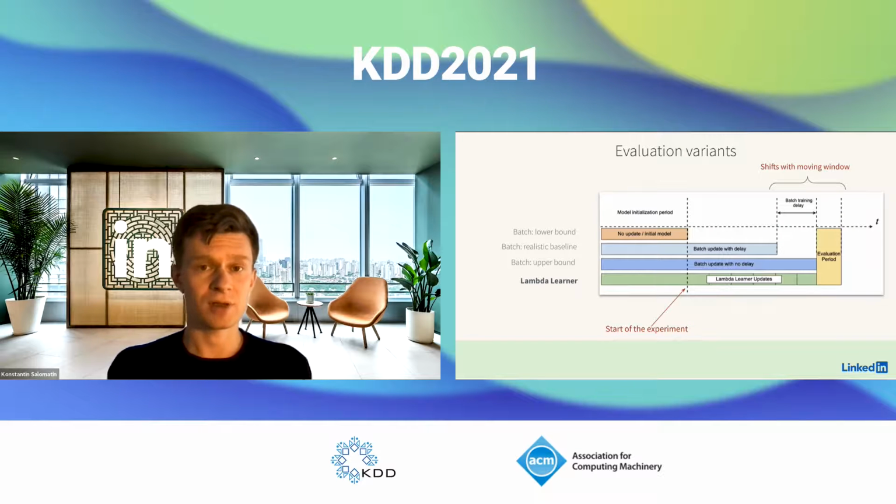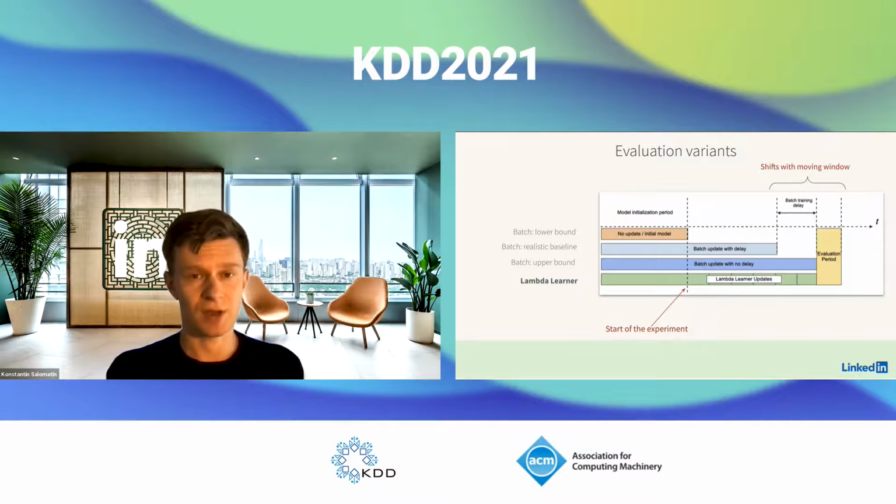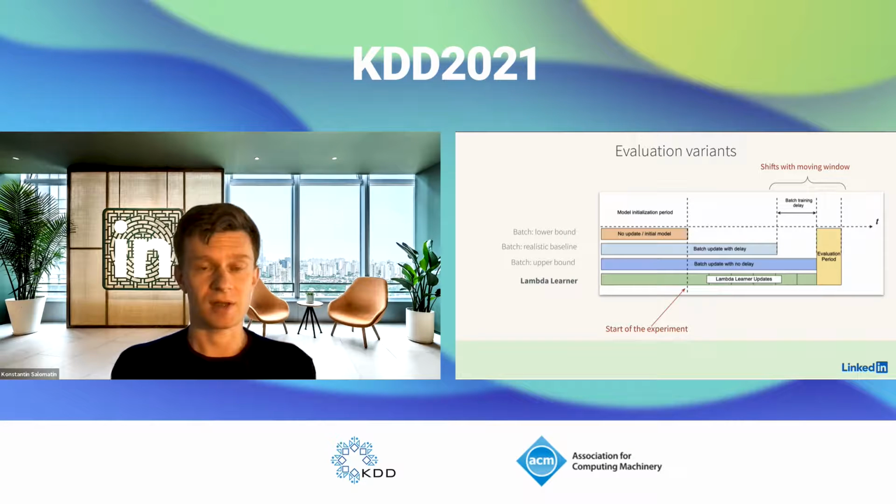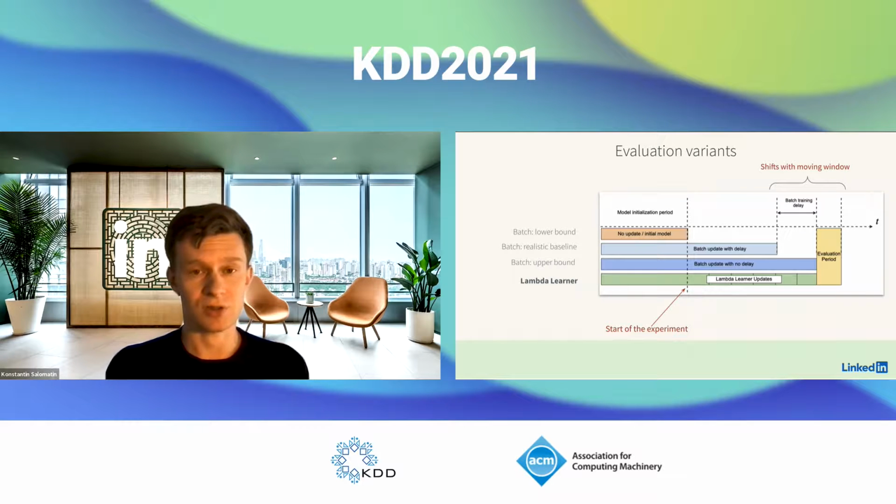We evaluate Lambda learner against 3 batch variants that differ in what data is available to them, visualized in this diagram. Left to right is the time. The leftmost data segment here is available to all the variants, and it is used for initialization. For example, it is used to train the first batch model, and it is also used to train the first prior of the Lambda learner. The rightmost segment is used for evaluation also by all the models. The middle segment is where the variants differ.